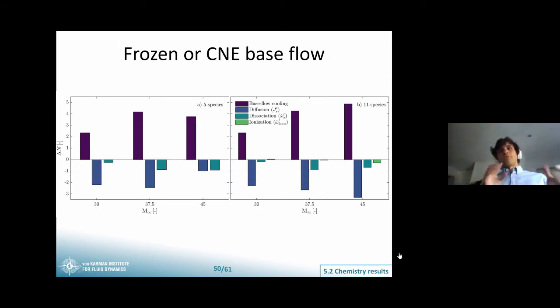Aside from that, we also used different flow assumptions on our perturbation terms, and that way we were capable of isolating what part of the destabilization was due to the base flow cooling and which one to the actual terms on the perturbations. And what we saw is that the base flow cooling is in all cases strongly destabilizing, whereas the perturbation diffusion fluxes, as well as the dissociation and ionization chemical source terms, were all stabilizing. So as I said, there are these once again competing effects. It just turns out that the base flow cooling is dominant, and therefore overall it is ultimately destabilizing.